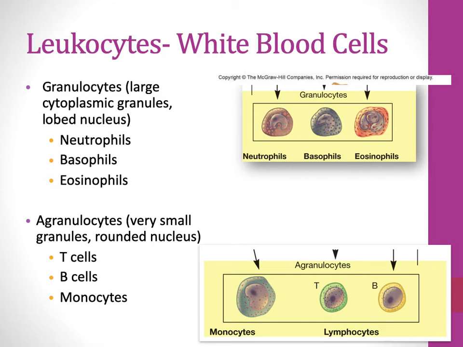We then have agranulocytes, so without granules. They do have granules, but they're very small, so their cytoplasm has a more even appearance. It doesn't have all the little dots when you look at it underneath the microscope. This includes monocytes. Monocytes become macrophages, and they're part of the innate response. But then we also have the lymphocytes being part of the adaptive response, and they fall into the T and B cell categories.